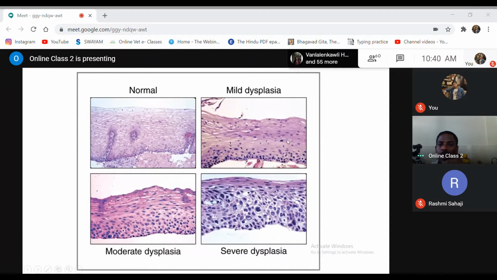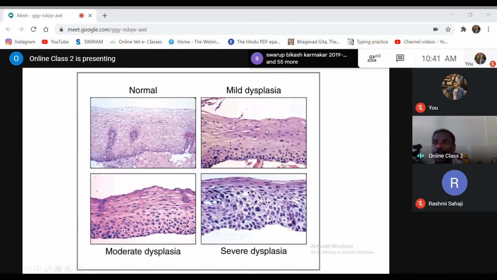Some of the cells in this layer, normally a stratum spinosum, a spinosum cell, you can find a much larger oval nucleus here. Even in the stratum corneum, you can find nucleus. Normally you don't find a nucleus in the stratum corneum. So there is variation in the size and the type of the cells. That is normally called dysplasia.